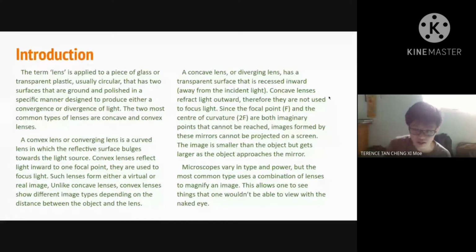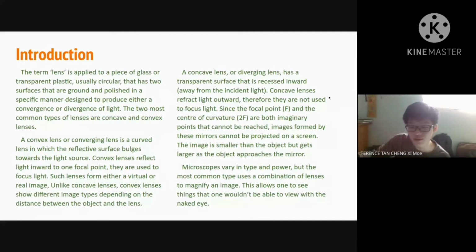A concave lens, or diverging lens, has a transparent surface that is recessed inward, away from the incident light. Concave lenses refract light outward, therefore they are not used to focus light. Since the focal point F and the center of curvature 2F are both imaginary points that cannot be reached, image formed by these mirrors cannot be projected on screen. The image is smaller than the object but gets larger as the object approaches the mirror.